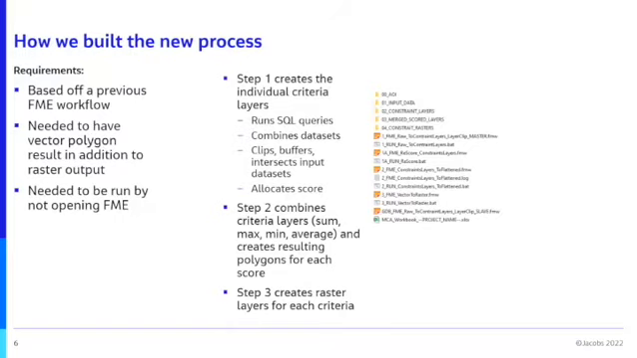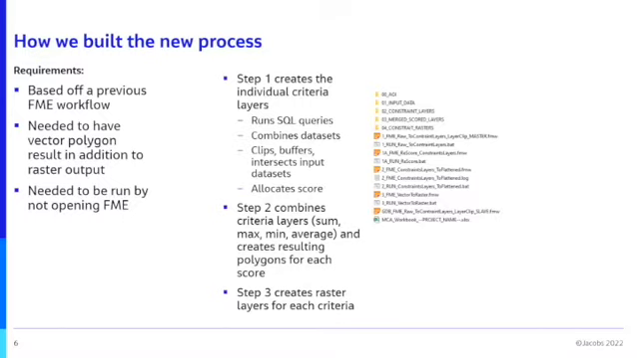So the individual steps, I'll just go over quickly here. Step 1 creates individual criteria layers. It runs the SQL queries, combines the data sets, clips, buffers, intersects, and allocates a score. Step 2 combines them. A lot of the time we add those individual layers using the sum function. That's 99% of the projects that I've done. But you can also do a max, min, or average as well.